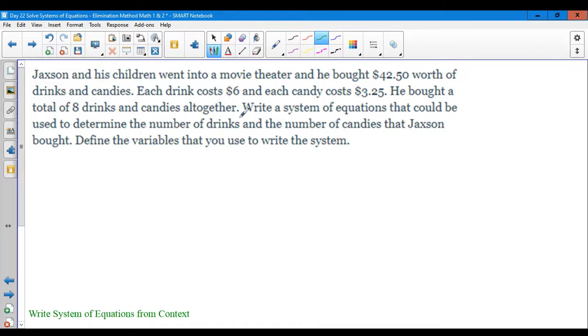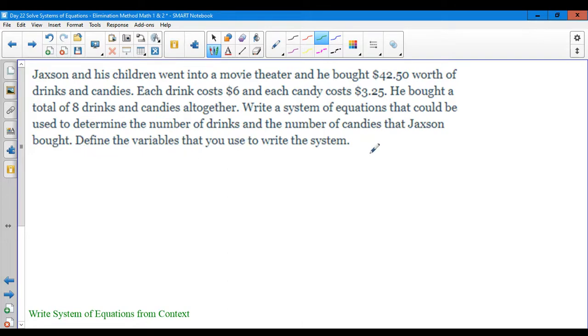I highly doubt in your EOC that they're going to tell you this. You need to figure that out on your own. But if they're nice enough to say it, great. It tells us we're writing a system of equations that can be used to determine the number of drinks and the number of candies that Jackson bought.